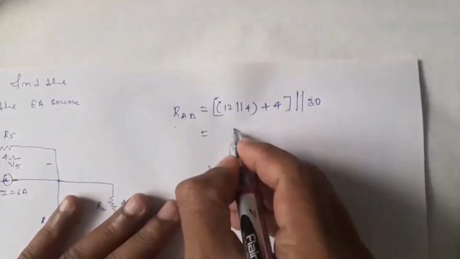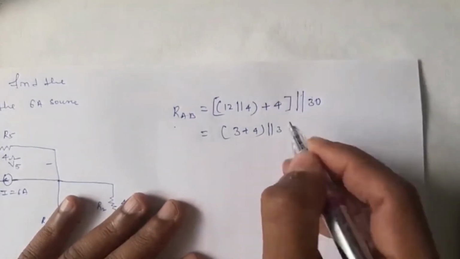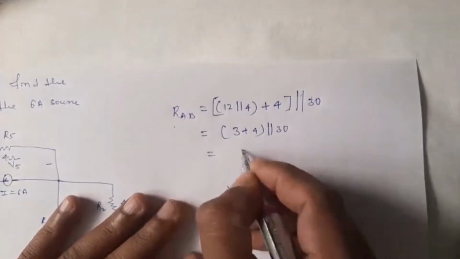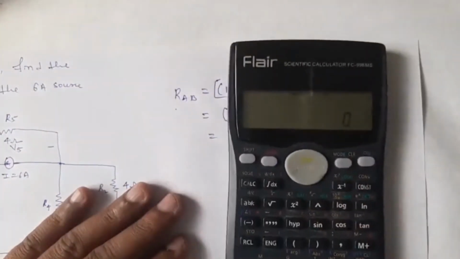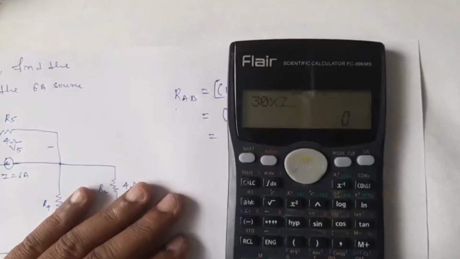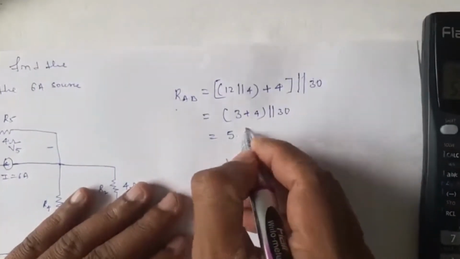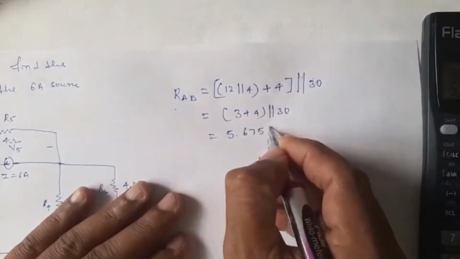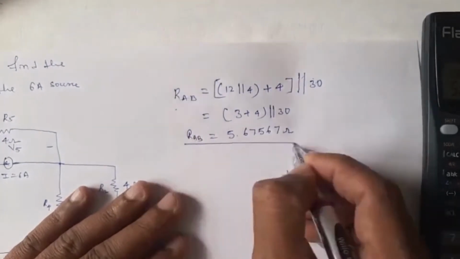This is 3 plus 4, a combination that is in parallel with 30. And this is nothing but 7 in parallel with 30. That's nothing but 30 into 7 divided by 37, which is 5.67567 ohm. So this is RAB. I hope you understood how to get this.